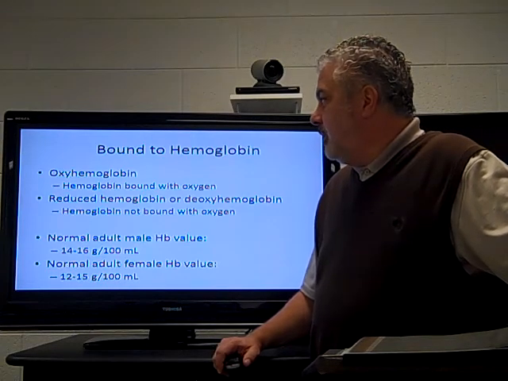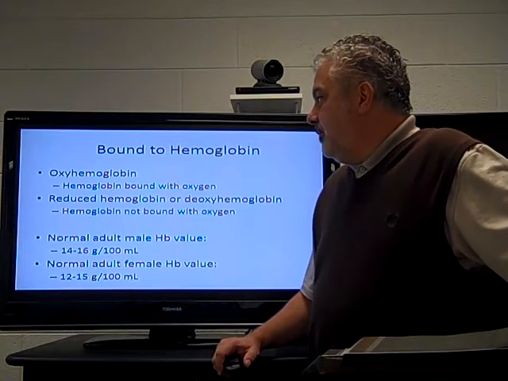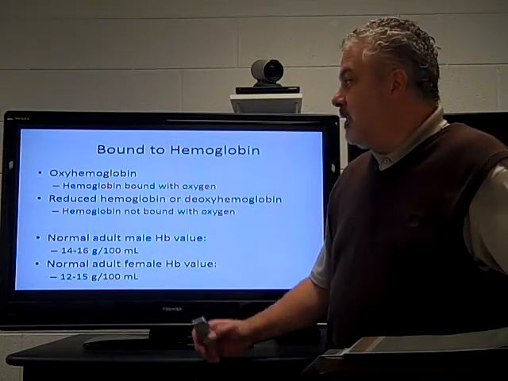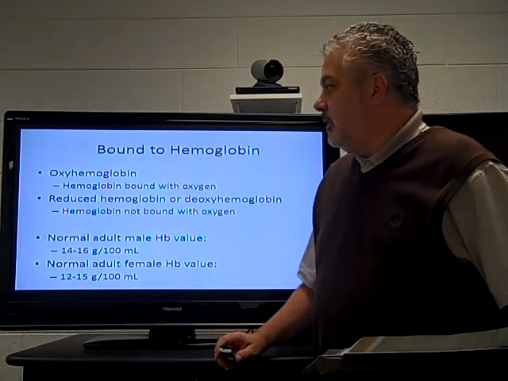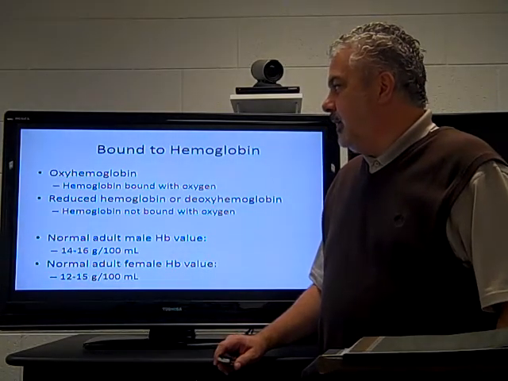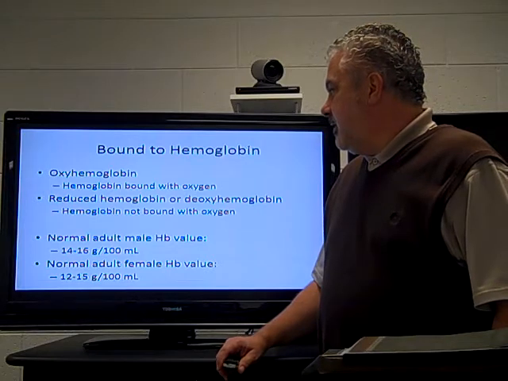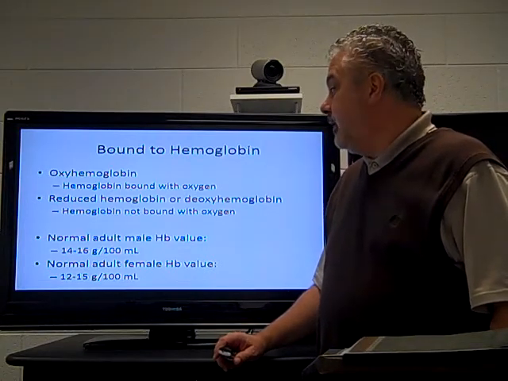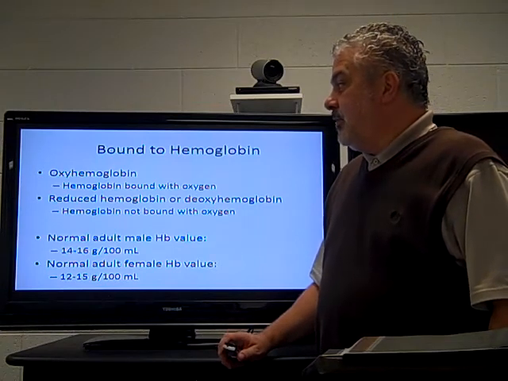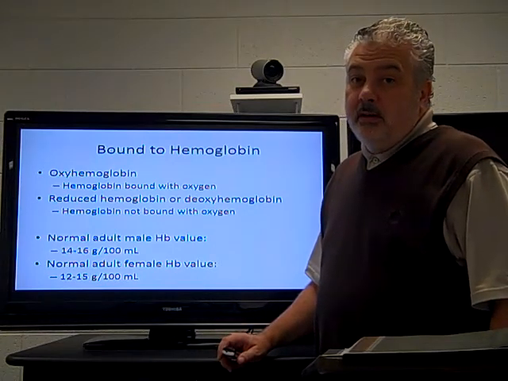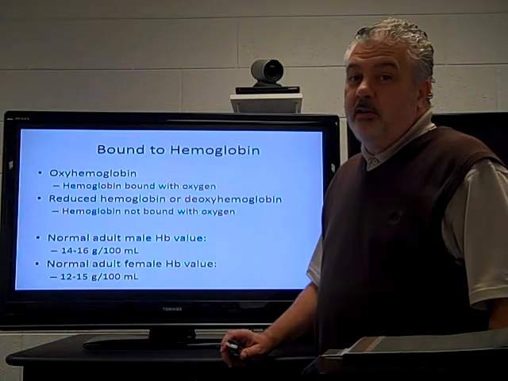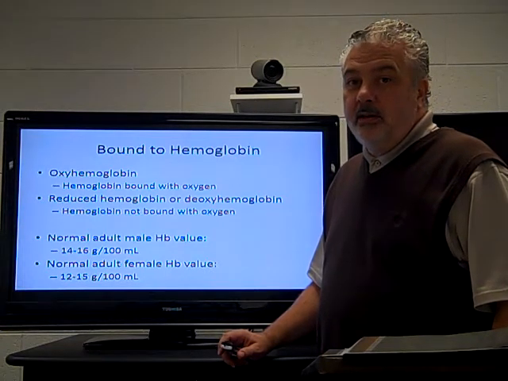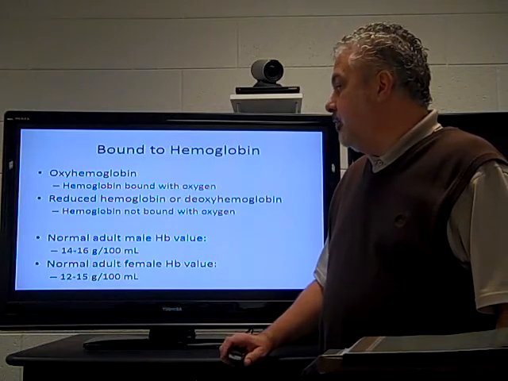All right, we'd like to see oxygen bound to hemoglobin, and that would produce oxyhemoglobin, and that's obviously important. And if it's reduced hemoglobin or deoxyhemoglobin, then it doesn't have oxygen on it. And then you should also be familiar with the terms carboxyhemoglobin, which is carbon monoxide, and methemoglobin, which you should look at in the book.